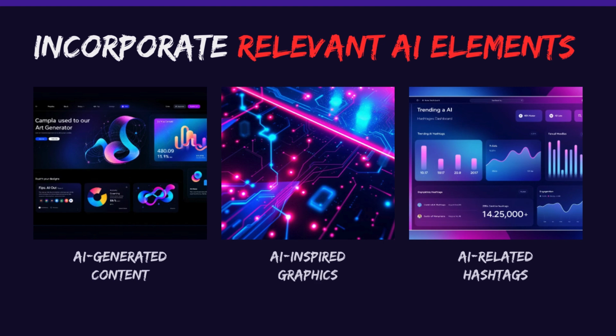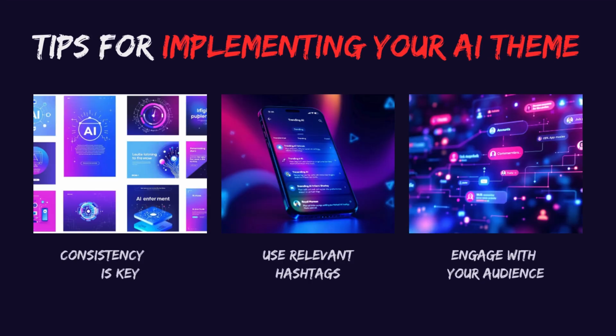AI-related hashtags. Use relevant hashtags like #AIart, #artificialintelligence, or #machinelearning to connect with AI enthusiasts and increase your visibility. Consistency is key. Maintain a consistent style across all your posts, from color palettes to fonts and graphics. This creates a cohesive and recognizable brand identity. Use relevant hashtags. Include hashtags related to AI, technology, and your specific niche to reach a wider audience and connect with others interested in similar content.